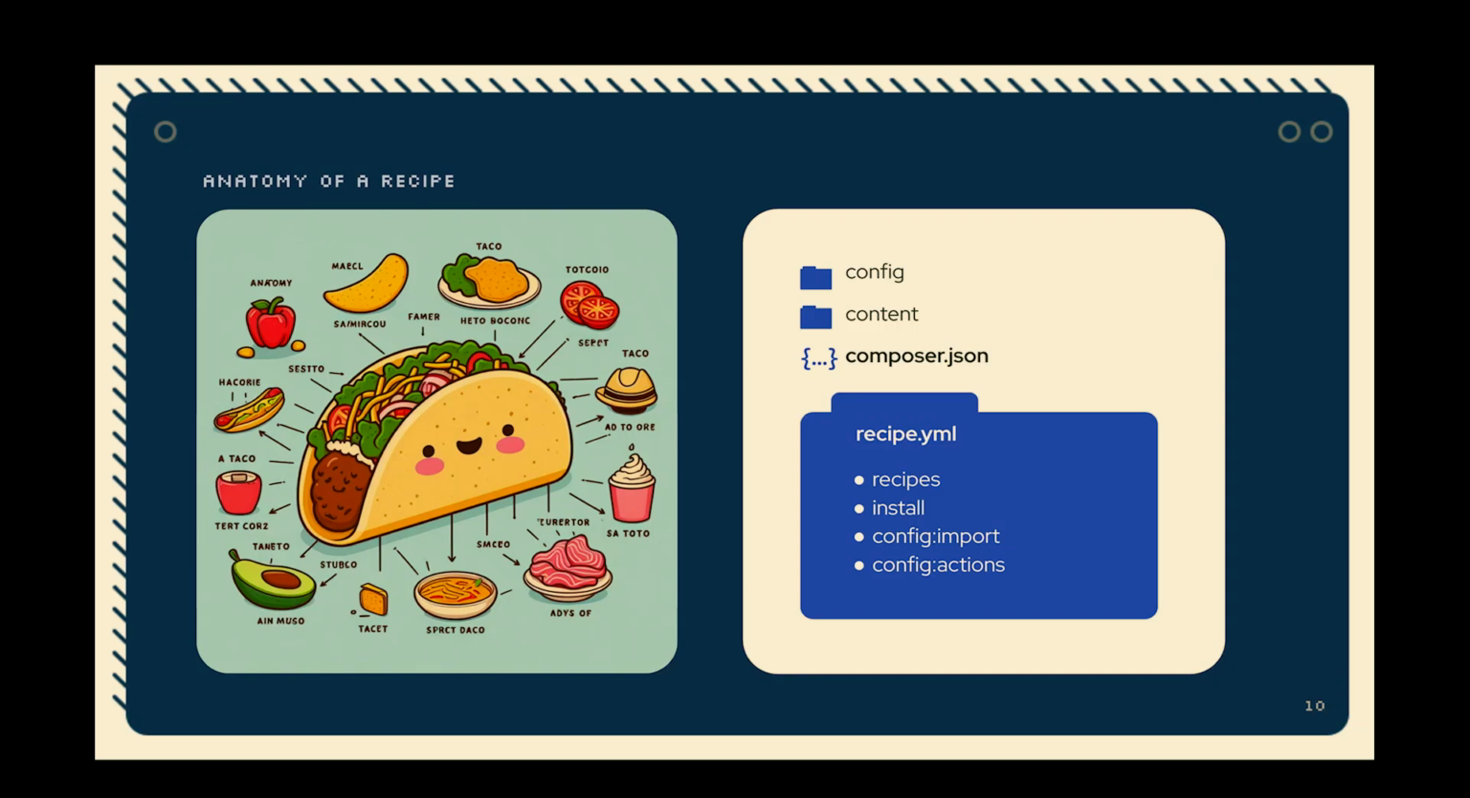Optionally, you can also have a folder of static configuration files, so that's similar to the kinds of configuration that a module or theme can include today. And then you can also optionally include a content folder to have content automatically created as your recipe is applied.